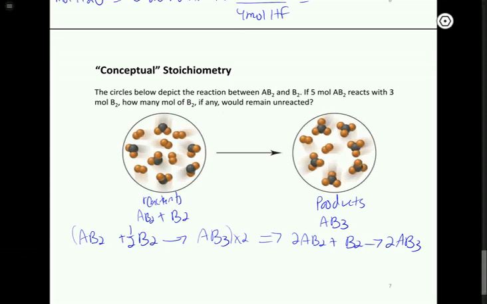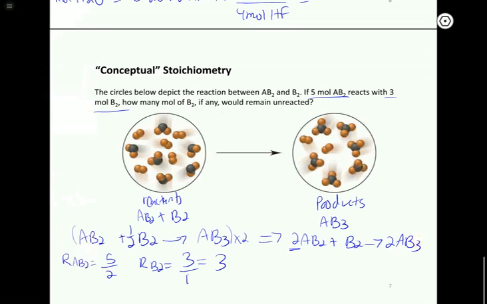Now we can figure out what the limiting reactant is. So we have 5 moles of AB2, 3 moles of B2. We figure out the stoichiometric ratios. So for AB2 it is going to be the number of moles, which is 5, divided by its coefficient, which is 2. And then the stoichiometric ratio for B2 is going to be, we have 3 moles of B2, its coefficient is 1. Okay, so that means AB2 is our limiting reactant because its stoichiometric ratio is 2.5 as opposed to 3.